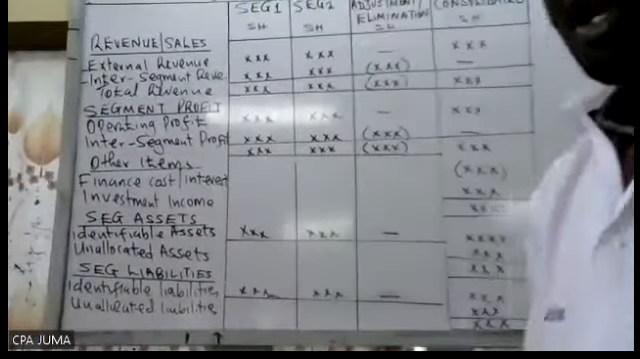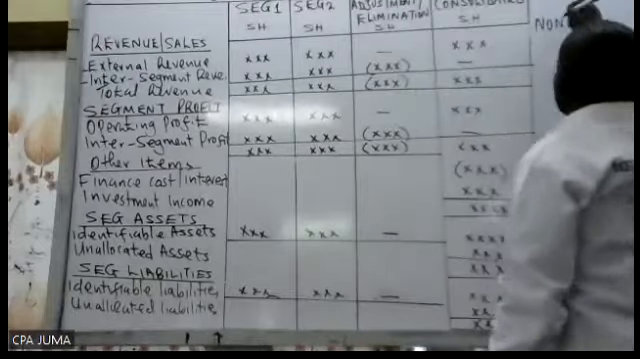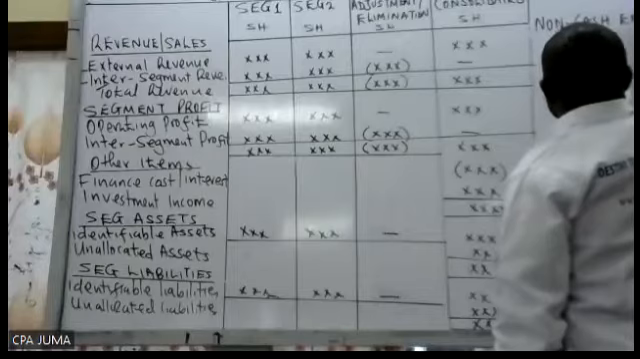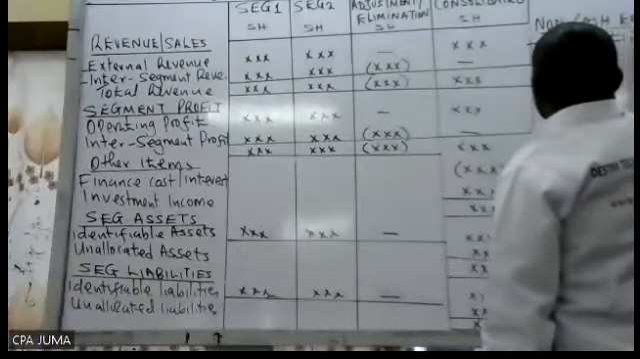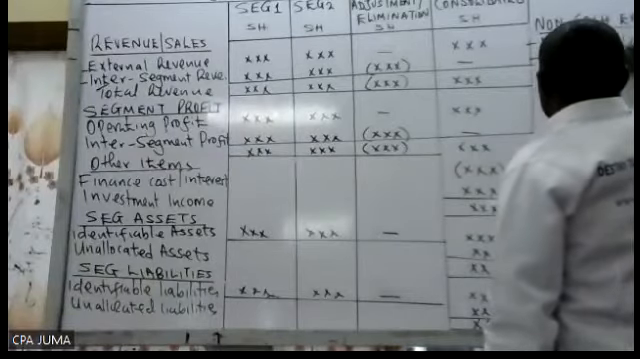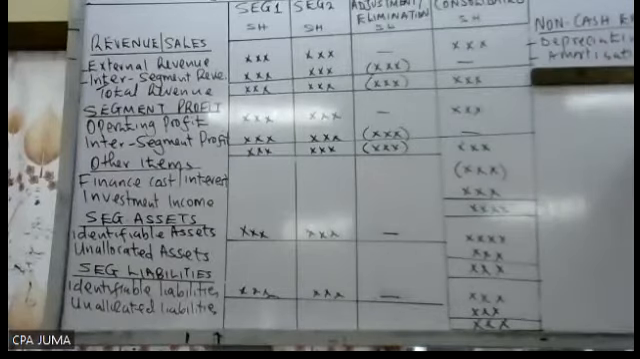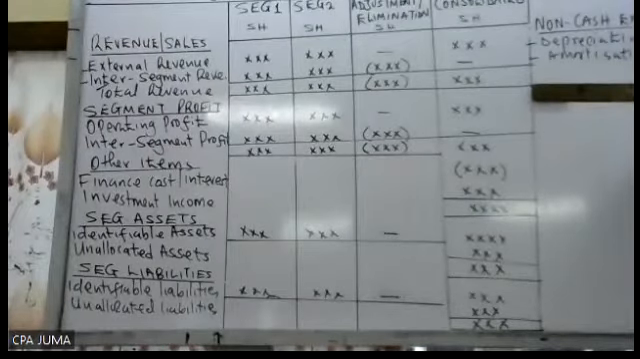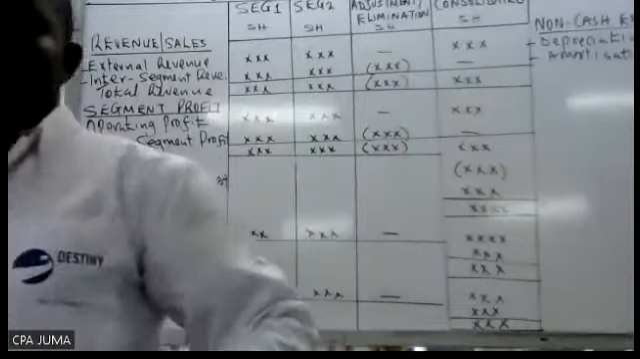So let me write the one more remaining, then I'll turn the camera, those who are online. The one more remaining is none. So we just proceed down there. Non-cash expenses. This one you have to disclose. So things like depreciation, amortization, among others. So if they are there for each segment, you have to get, then you give us the total. So that is the end.